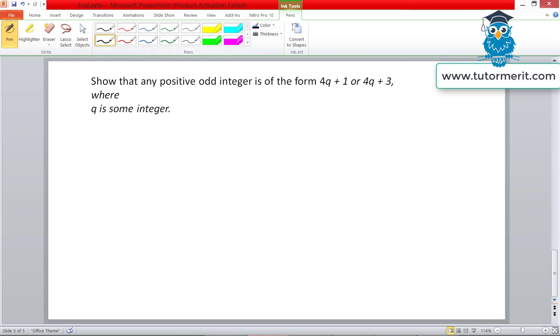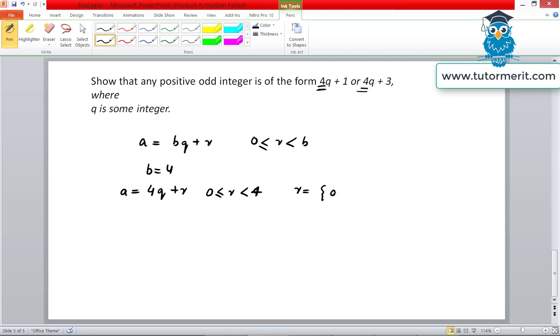So here they are saying that show that any positive odd integer is of the form 4q plus 1 or 4q plus 3, where q is some integer. So again we'll write down the lemma. So it is bq plus r, and my remainder is from 0 to less than b. Now look here closely, this is 4. So obviously my b needs to be 4 here. Now as soon as my b is equal to 4, I have 4q plus r, and my range for r becomes 0 to 4, where 4 is not included. So r could take values 0, 1, 2 and 3.